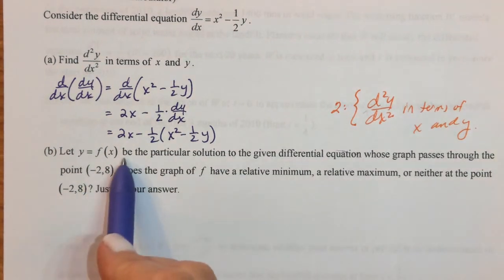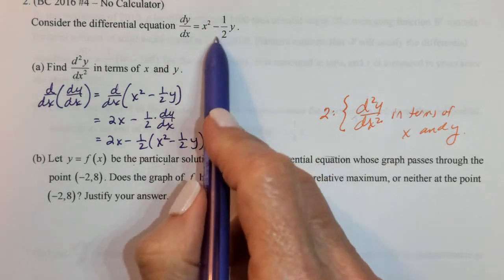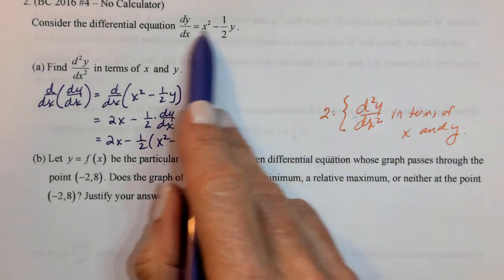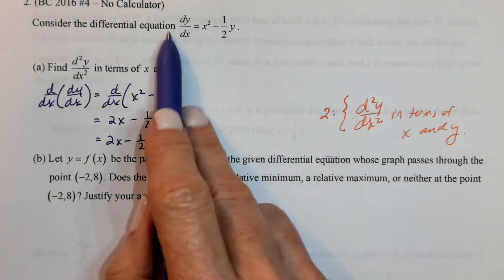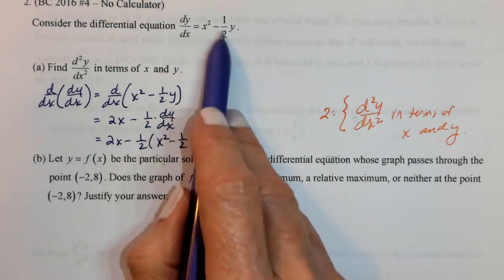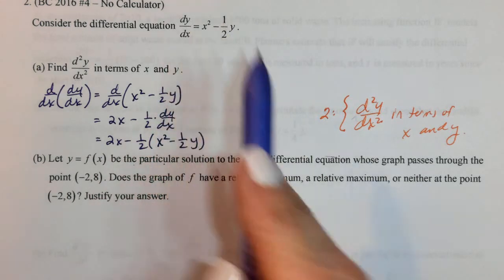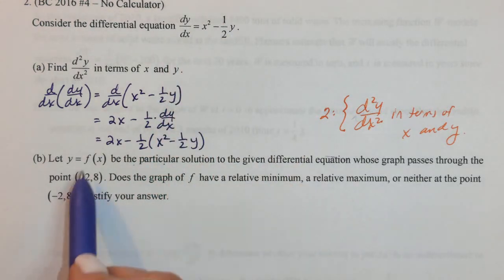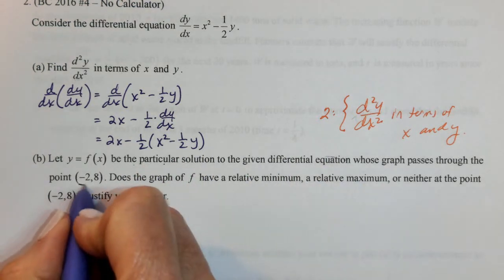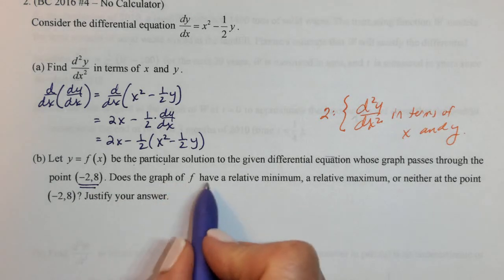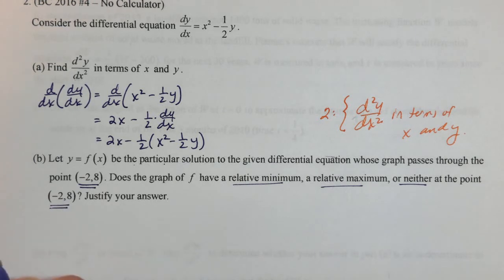All right, part B. Let y equals f of x be the particular solution to the given differential equation. By the way, this is not one where we can actually find y here. We cannot solve this differential equation because this is not separable. All right? So it says let y equals f of x be the particular solution whose graph passes through negative 2, 8. Does the graph of f have a relative min, max, or neither at negative 2, 8?